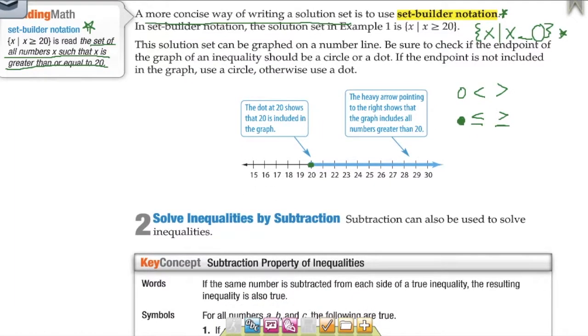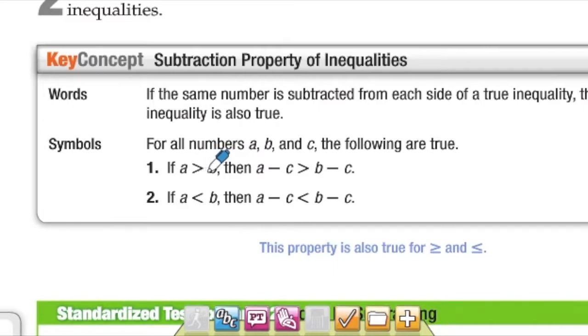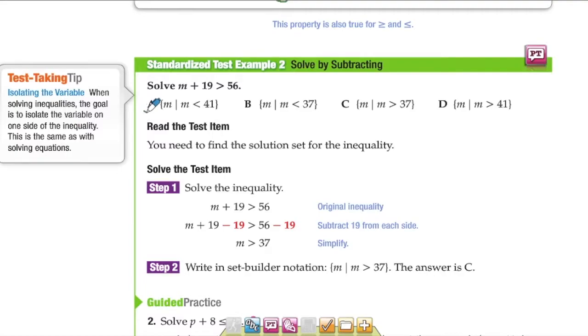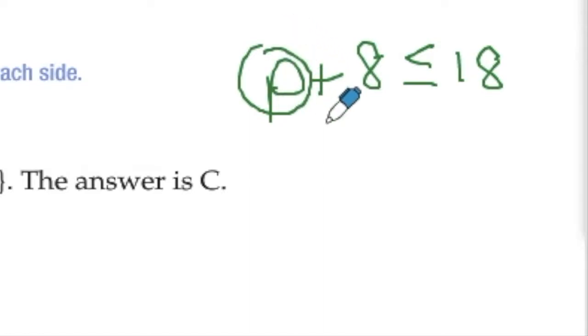For example 2, we're going to solve inequalities by subtraction. And please make sure you get this in your notes as well. For the symbols, if A is greater than B, then we can subtract C from both sides and still have a true inequality. And if A is less than B, we can subtract C from both sides and have a true inequality. Notice in example 2, we are given our answers in set builder notation. So for the example at the bottom, we have p plus 8 is less than or equal to 18. To isolate the variable p, we're going to subtract 8 from both sides.